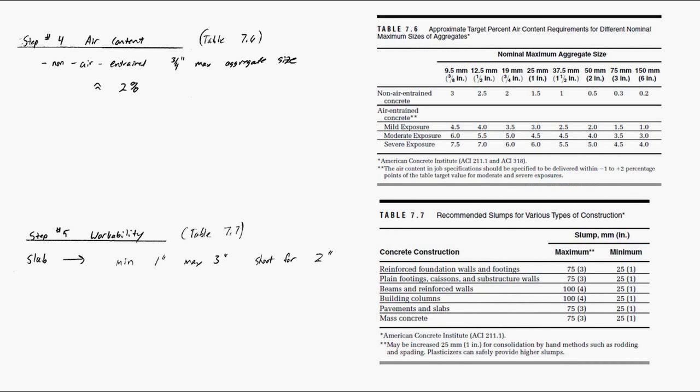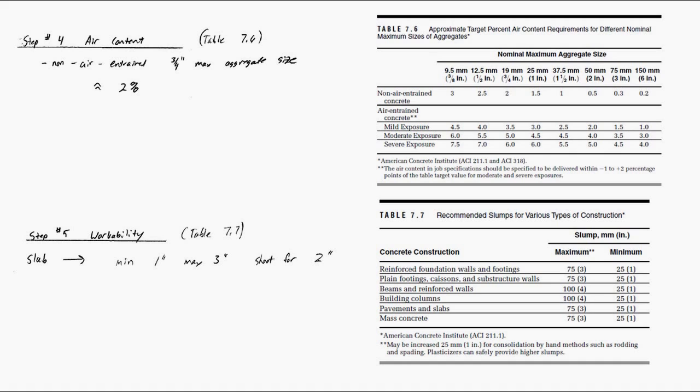Once we've found our coarse aggregate, we can determine how much air we expect in our mix. We're doing a non-air entrained mix, so there's really nothing we can do about the amount of air we have in our mix, but we should end up with what this table tells us. Table 7.6 gives you the approximate target percent air content required for different nominal maximum size aggregates. As you notice, it's approximate target. So what that's telling you is we really can't control this unless we start adding admixture. But for 3/4 of an inch non-air entrained mix, we should expect about 2% air content when we mix this.